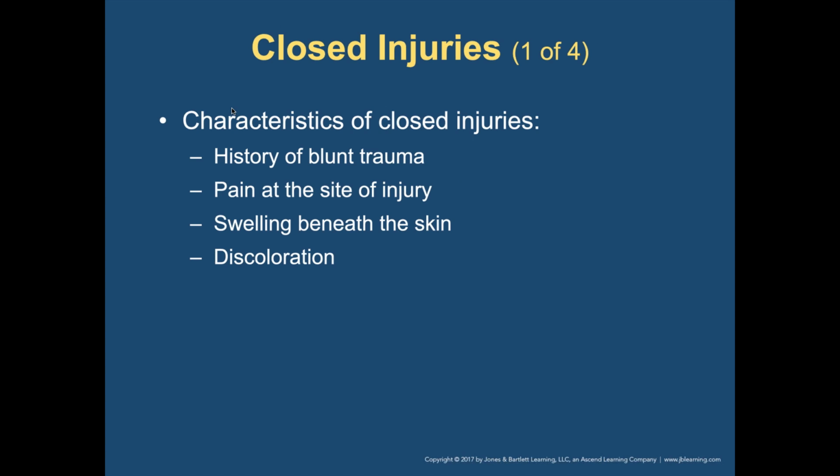Moving on to closed injuries. The characteristics of closed injuries are a history of blunt trauma. So again, we're talking about injuries that don't break the top layer of the skin. This could be a broken bone that caused this. This could be getting hit with a flat object, pain at the site of the injury, swelling beneath the skin, and discoloration.